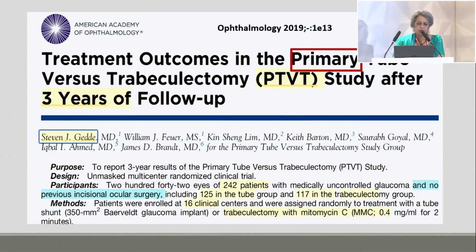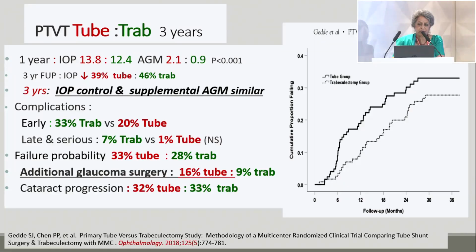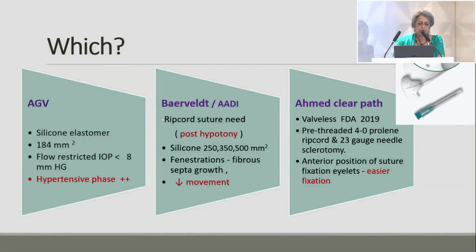Now comes the new goalpost, the primary tube versus trab study, the PTVT study, and the 3 years follow-up after this. Now here there was no previous incisional surgery, surgery-naive eyes were taken, and the data was, again, let's go back to the hare and the tortoise, that maybe trab isn't too bad because the tubes did not do as well as trabs did. So you can do AGV, Baerveldt, ACP now.